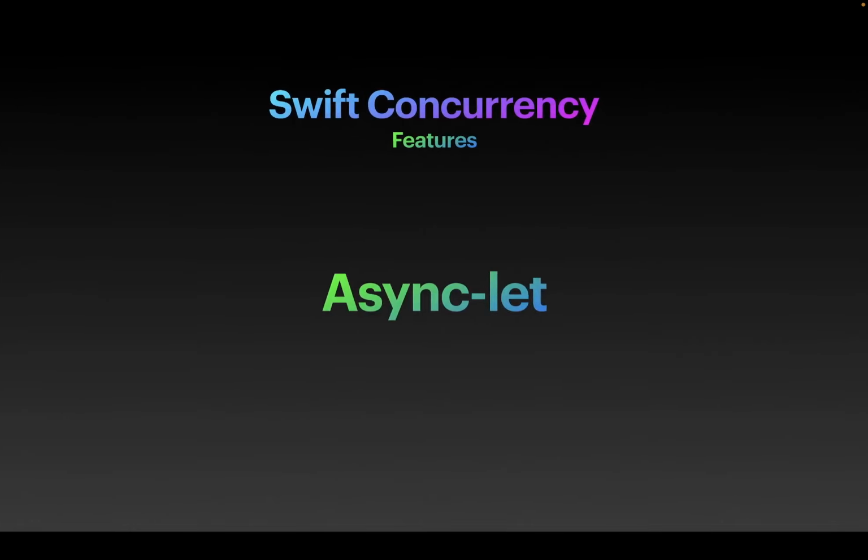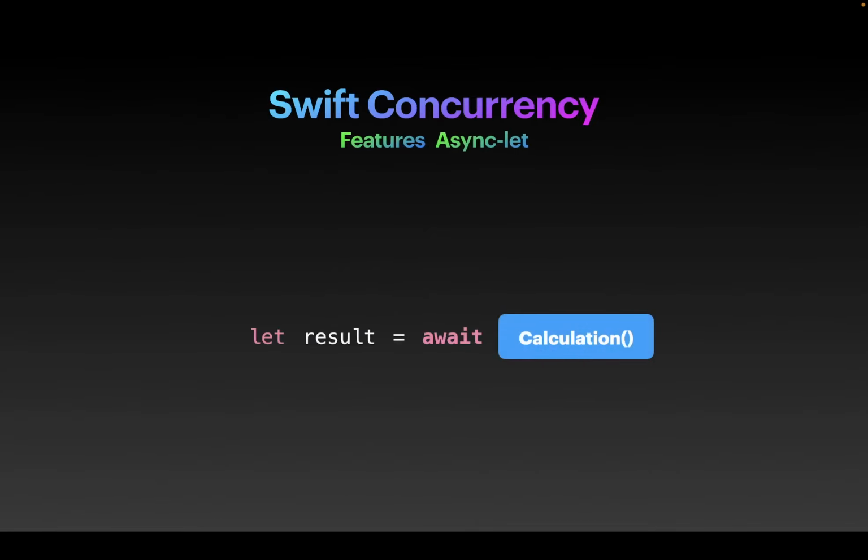Now, let's take a look at some language features. The first one is called async let. Let's take a look at this. We have a function named calculation, and this is an async function. We can await on that, and we're going to await this data to be later assigned to this result variable.